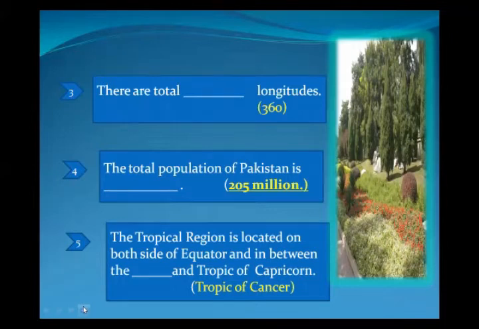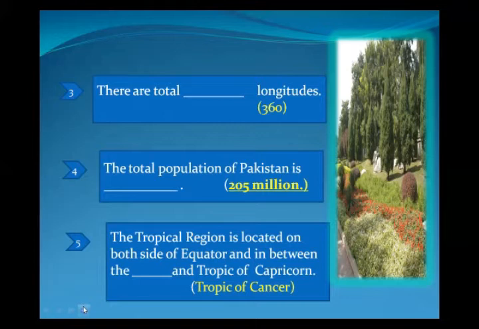The next statement is, there are total dash longitudes. The answer is, there are total 360 longitudes. Statement number 4 is, the total population of Pakistan is dash. Yes, the answer is, the total population of Pakistan is 205 million.